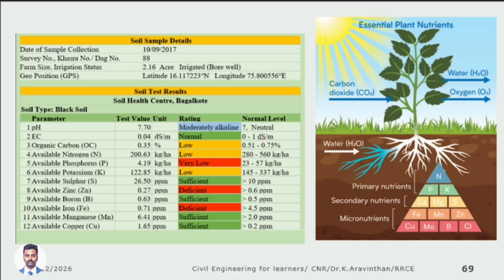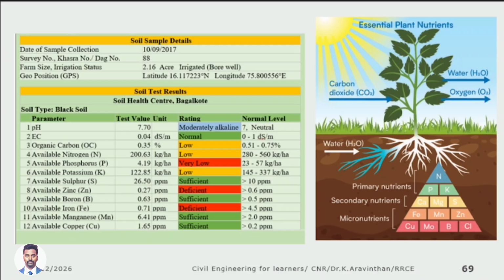This is a sample for 2.1 acres of agricultural land. They have done the soil test. How much nitrogen is there? You see, available nitrogen is 200 kg per hectare. HA means hectare. So, what are the limit norms? The norm is that 280 to 560 should be there. They have less. They have low nitrogen.